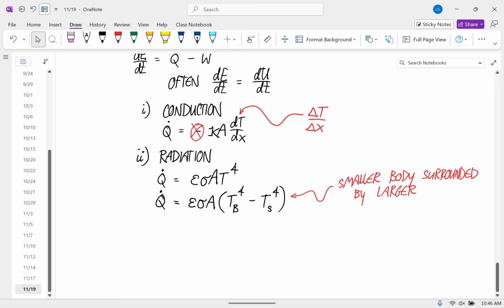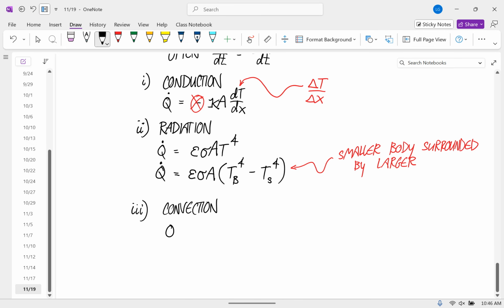And then the last one is convection. And that equation is Q dot is equal to this catch-all constant times the area that's exposed to the fluid times the quantity temperature of the body minus temperature of the fluid. And again, it doesn't matter which one is hotter or colder. That just determines the direction of flow.